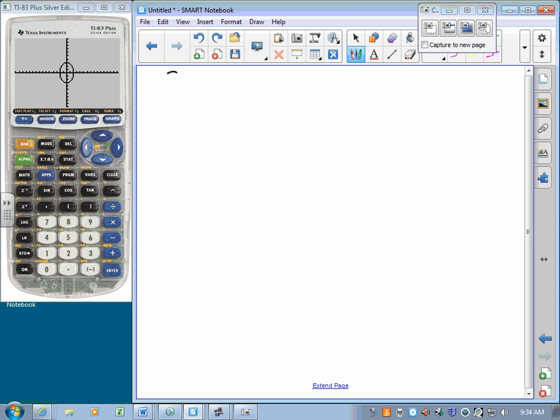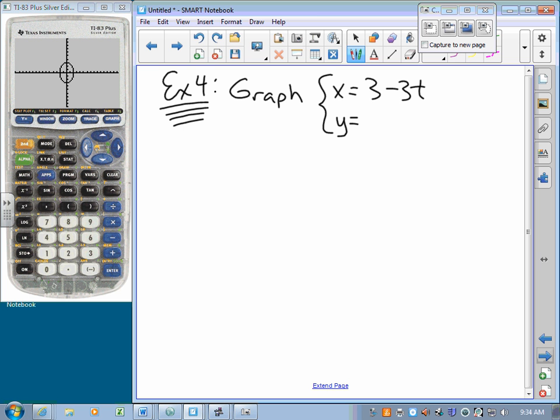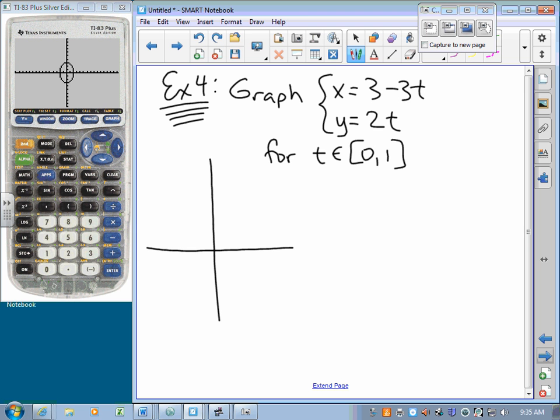Hey, one more to graph. Let's graph x is 3 minus 3t and y is 2t for t between 0 and 1.